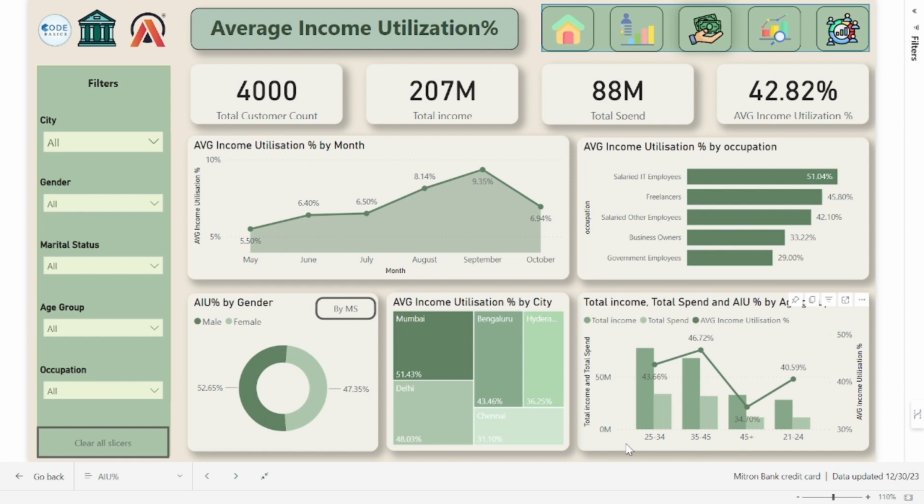This data paints a picture of our customers' spending behaviors. Understanding average income utilization by occupation, marital status, gender, city, and age group empowers us to personalize our offering, target the right demographic, and drive customer engagement and satisfaction. Now let's go to the spending behaviors.